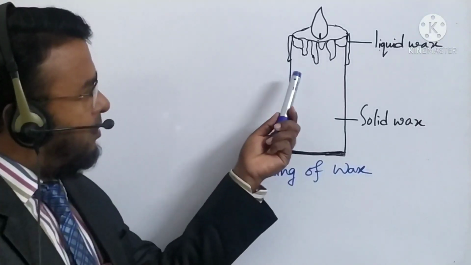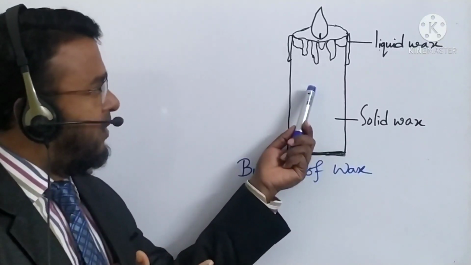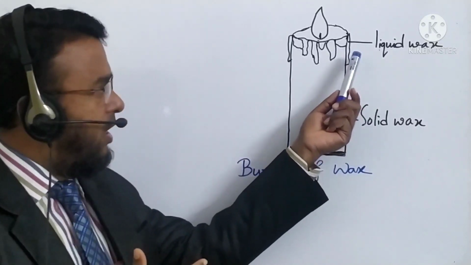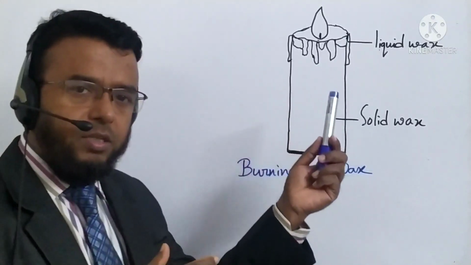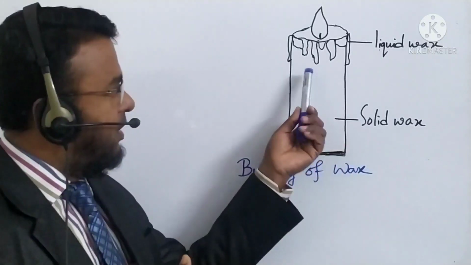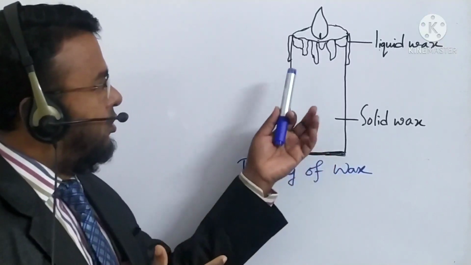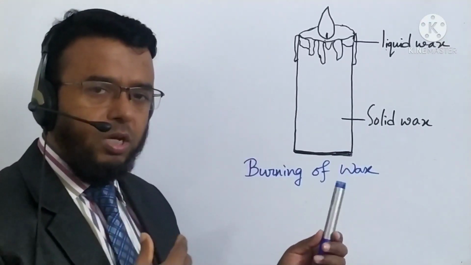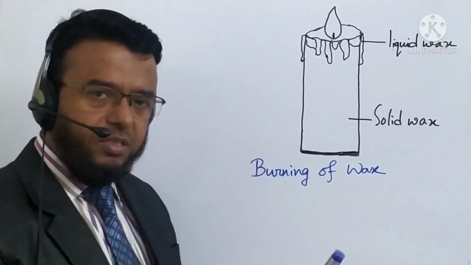So from the burning of wax we are getting light energy and heat energy, and some wax is melting. So we see that the solid wax and the melting wax have almost the same characteristics and there is no chemical change, so that is a physical change. So during the burning of a wax, two types of change occur. One is physical change, another one is chemical change.